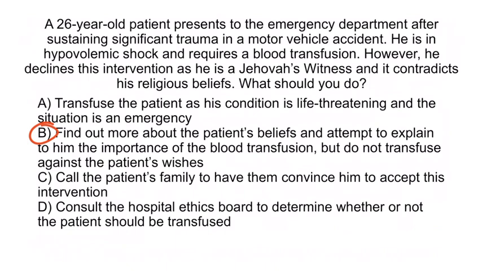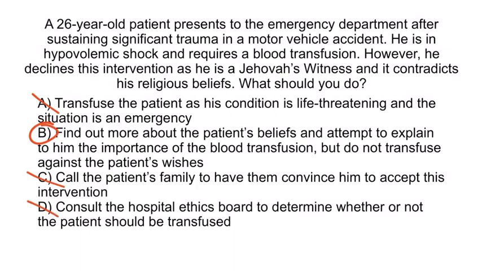A is incorrect because the patient is a competent adult and can decide to refuse life-saving intervention. C is incorrect because calling the patient's family to have them convince him to change his mind would not be respectful of the patient's autonomy and would violate patient-doctor confidentiality. D is incorrect because, as usual, it is not necessary to involve the hospital ethics board in a straightforward case of a competent patient refusing care.